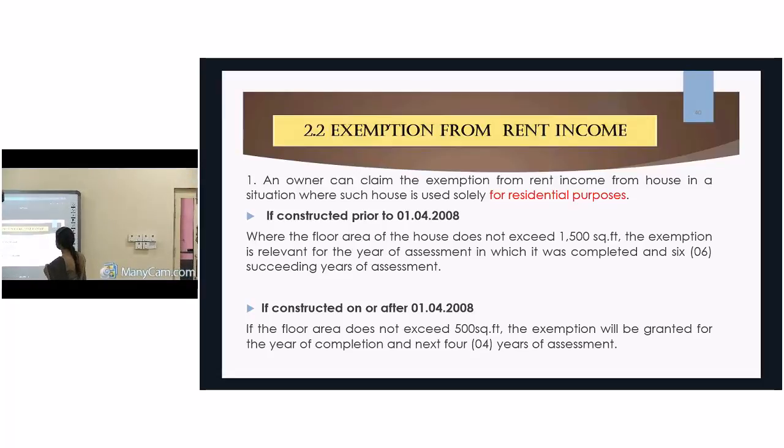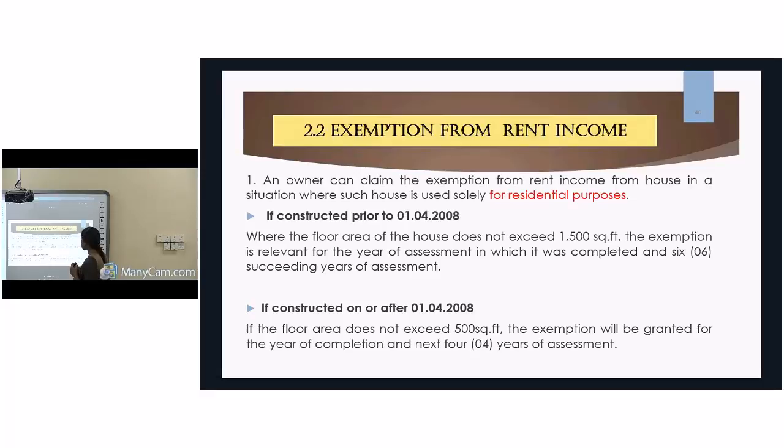We'll start the session. After all, we discussed the rent income. So, just let us look at the exemption. In this case, the owner can claim the exemption if it is used for residential purposes only, based on the construction. If the floor area does not exceed 1,500 square foot and it was constructed prior to 2008, then for 7 years he can claim the exemption on the rent income.